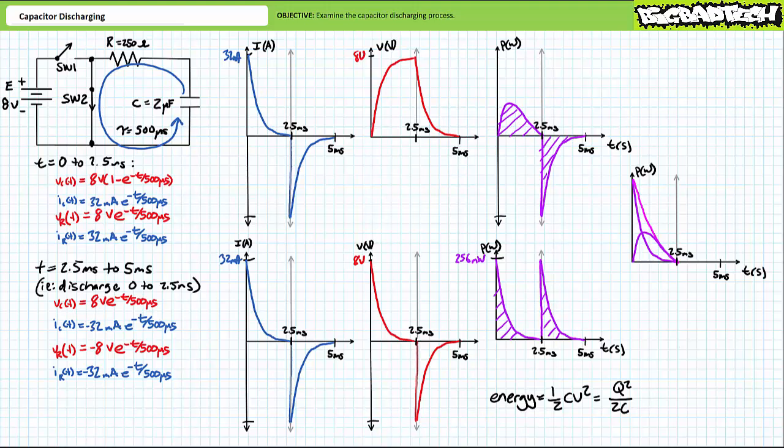Alright, I do believe I've hammered you enough for today. We'll examine the capacitor charging process with initial conditions and partial charge and partial discharge scenarios in later lectures.